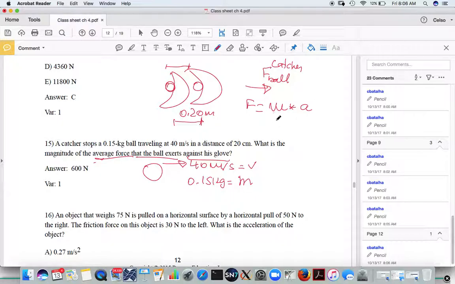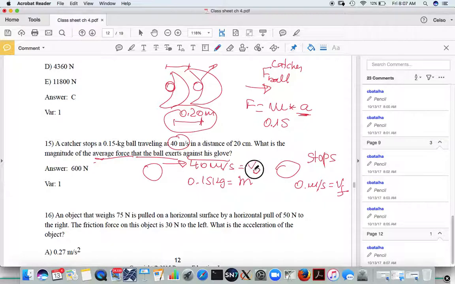And the mass is given. So we have to find the acceleration. So how do we find the acceleration? Well, we have the distance this ball moved, and we have its initial speed, and we know the ball stops. So the final speed when the ball stops is 0 meters per second. V final. So here's your V initial. So you apply the kinematic equation to determine acceleration.